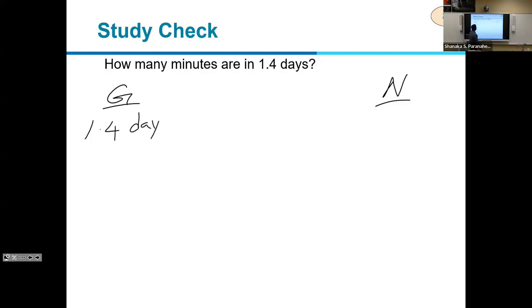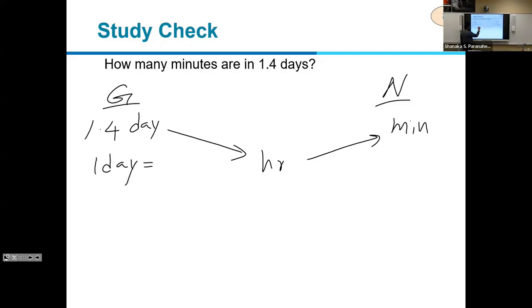They need these minutes. So how do you convert days into minutes? Yes, we can convert days into hours and hours into minutes. So 1 day is equal to how many hours? 24 hours is equal to 1 day. The next one, 1 hour is equal to how many minutes? 1 hour is equal to 60 minutes.